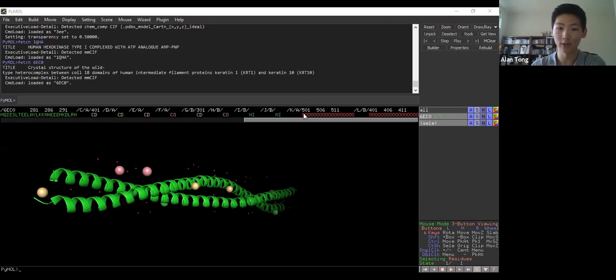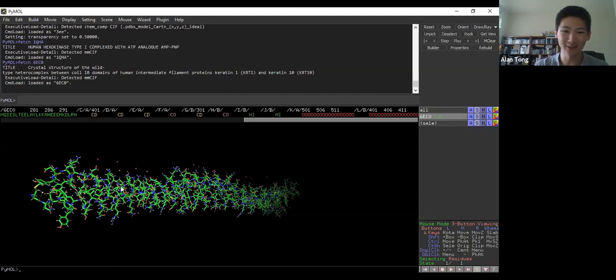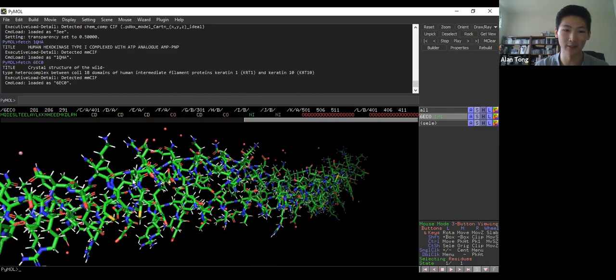All right, so we can also look at the pure sort of atomic data as well. If we press this S right here, it means show, we can press show as licorice. These are all the atoms in the keratin molecule. Yeah, in this particular keratin molecule.